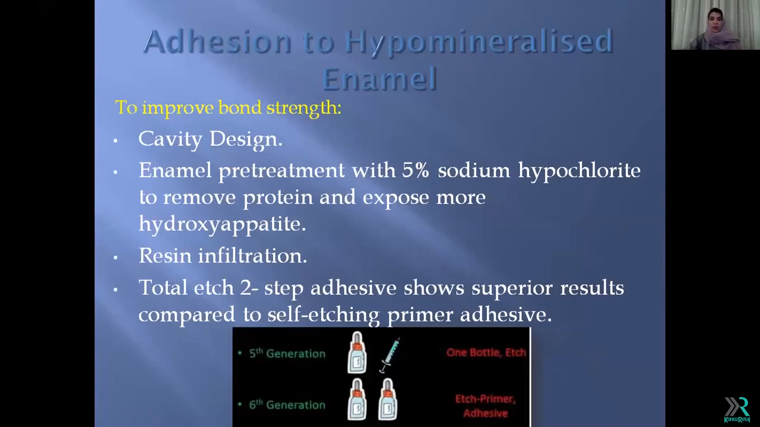And for adhesion to hypomineralized enamel, to improve the bond strength, we have to change the cavity design. Enamel treatment with 5% sodium hypochlorite to remove the protein, and resin infiltration to increase the retention of the composite restoration. Total-etch adhesive shows superior results compared to self-etching primer adhesive.